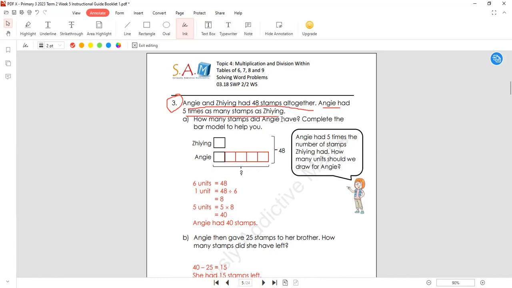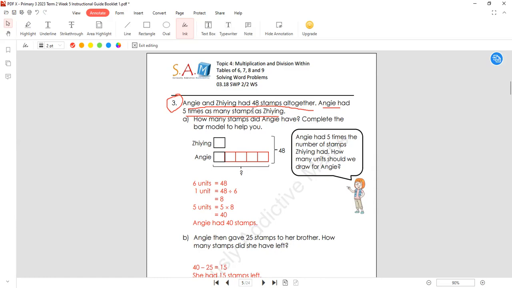So check student understanding. Angie had 5 times as many stems. So who has the smaller amount? Zhi-Ying is small, and so Angie will be a longer bar model, but in this case, it says 5 times. 5 times means you draw 5 units, or 5 squares or rectangles. But emphasize that it needs to be proportionate, the same size, because these are all equal parts. So show them how to add on 4. If they draw from scratch, of course, they need to draw 1 for Zhi-Ying and 5 for Angie.